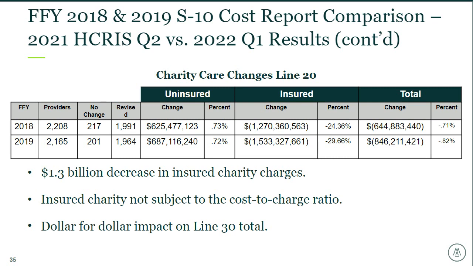You can see that these findings are pretty consistent with the 2018 analysis and seem to indicate that hospitals are still struggling to properly report deductible, coinsurance, and copayment amounts, which ultimately is all that is recorded on that insured charity line. While there is somewhat of a shift to the uninsured bucket, where the dollars were reported incorrectly to begin with, I think the real story here is that the insured charity is not subject to the cost to charge ratio. So this is a dollar for dollar impact on line 30, and that's a massive hit to a hospital's calculated UC payment.